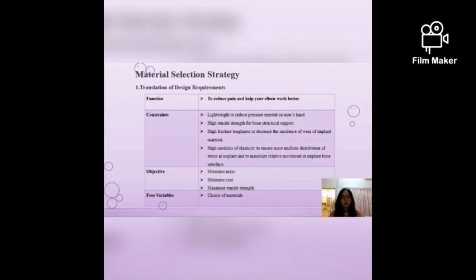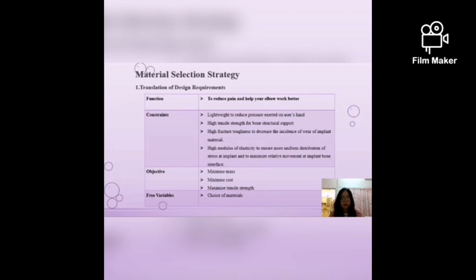The first step of material selection strategy is translation of design requirement. The function of elbow replacement is to reduce pain and help your elbow work better. The constraints are lightweight to reduce pressure exerted on the user's hand, high tensile strength for bone structural support, high fracture toughness to decrease the incidence of wear of the implant material, and high modulus of elasticity to ensure more uniform distribution of stress at the implant and to minimize relative movement at the implant-bone interface.